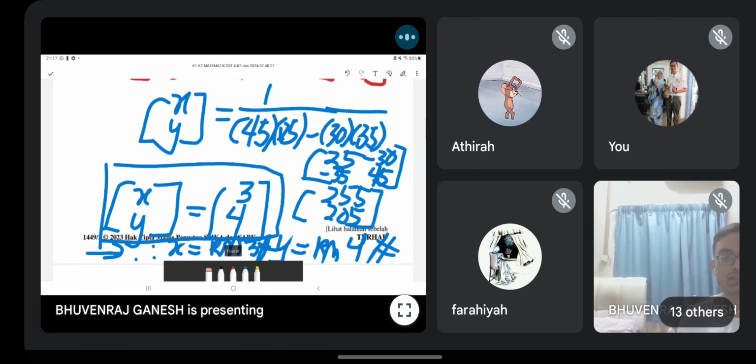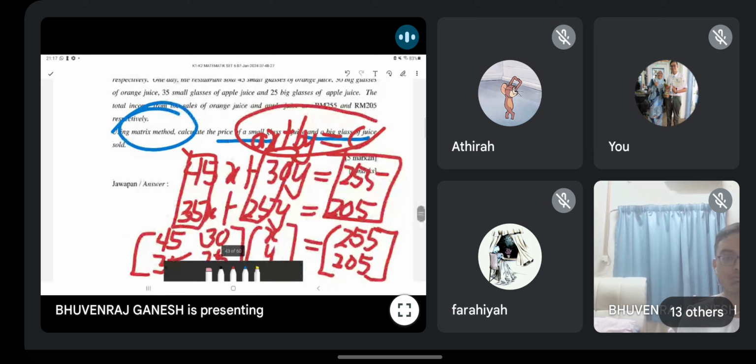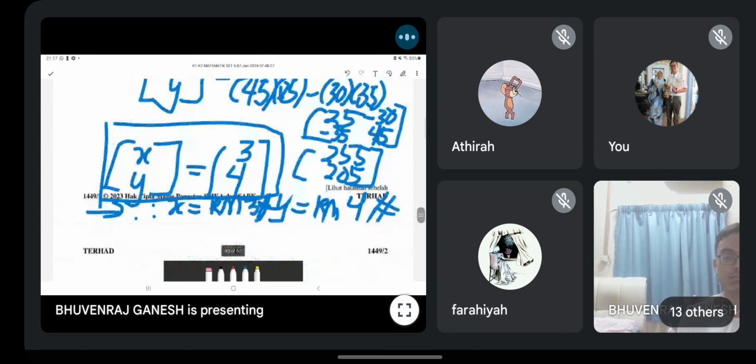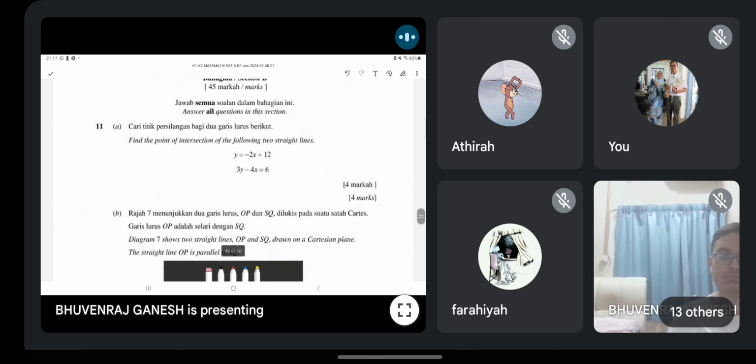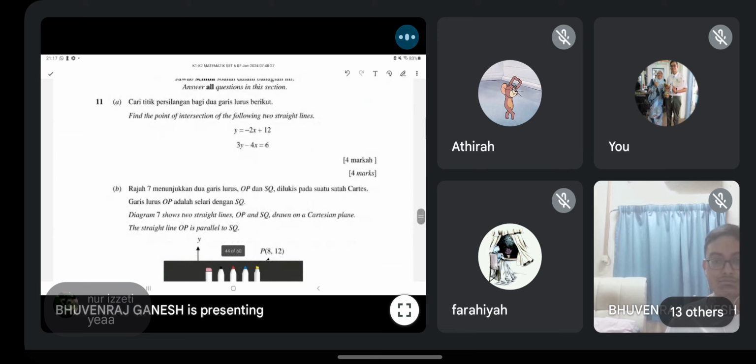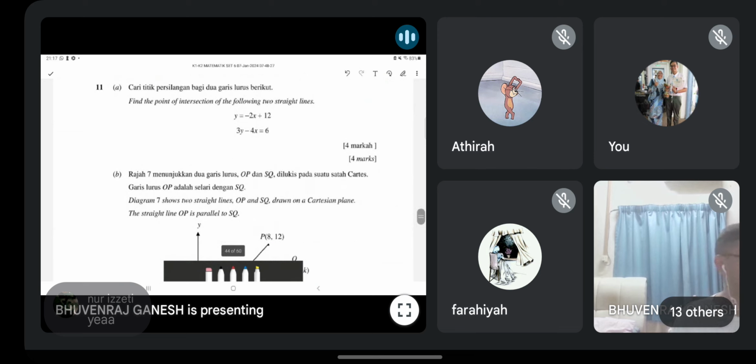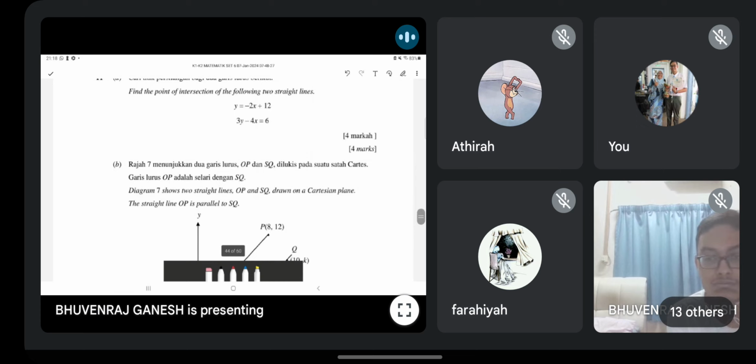Okay guys, are you clear with soalan 10? Any question? Make sure you know how to do the pendaraban matrix over here. Kamu kena tahu. Okay guys, can I continue section B? Okay, so now who want to do this question? Siapa nak buat yang ni? 11. Come on, come on. Siapa volunteer? Yang ni senang sahaja.